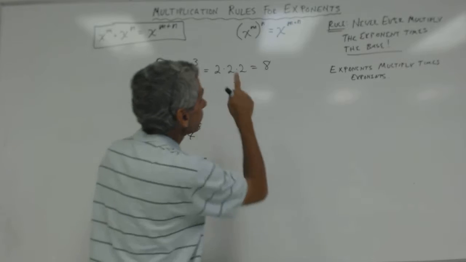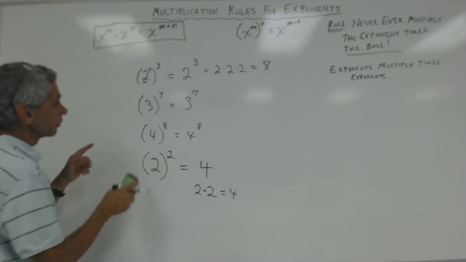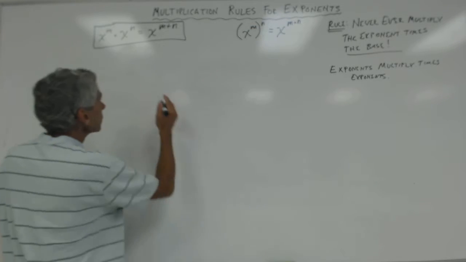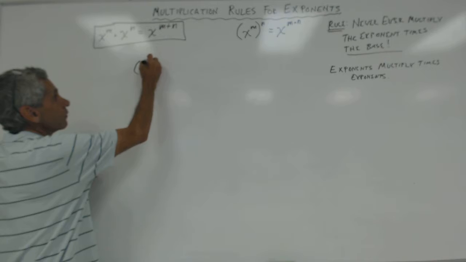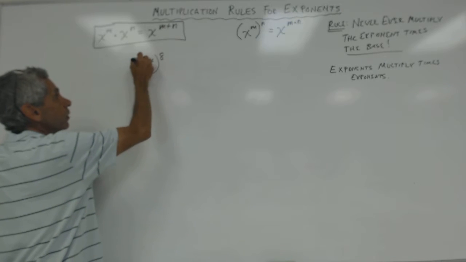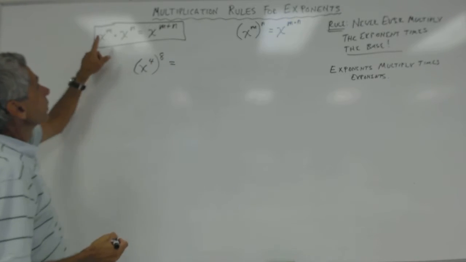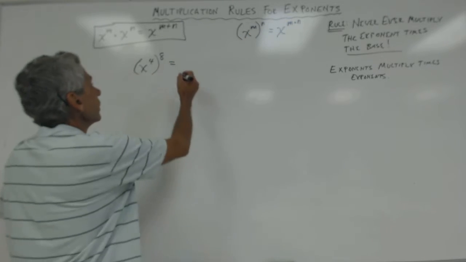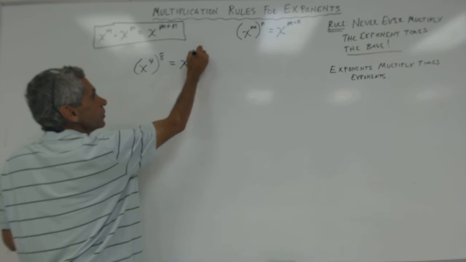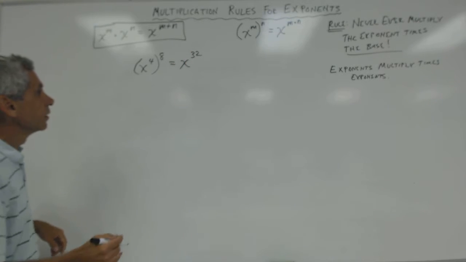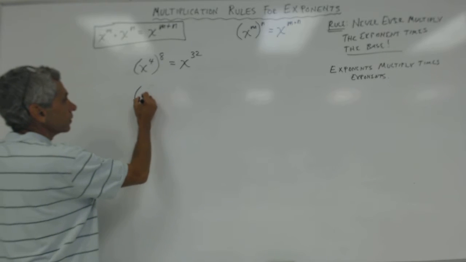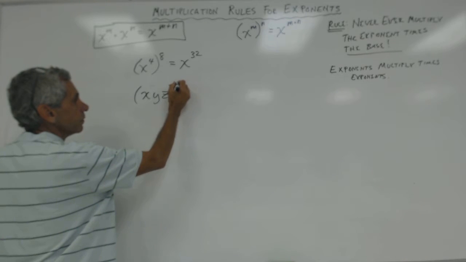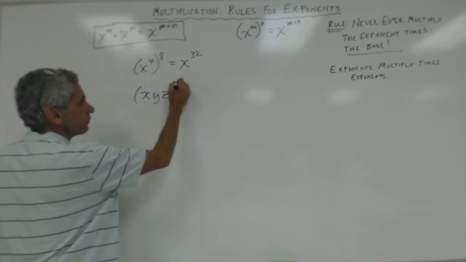So now the next rule, well actually, let's keep going with that rule for a second. So now let's do it with variables. If I had x to the 4th raised to the 8th power, what would I do? X to the 4th raised to the 8th is x to the 4 times 8, which is x to the 32. Yes? Okay. And what if I gave you xyz raised to the 5th power?